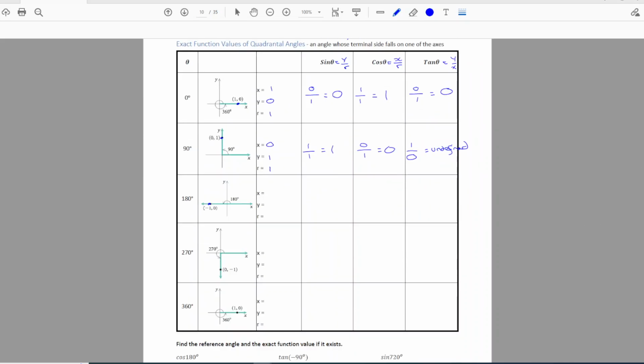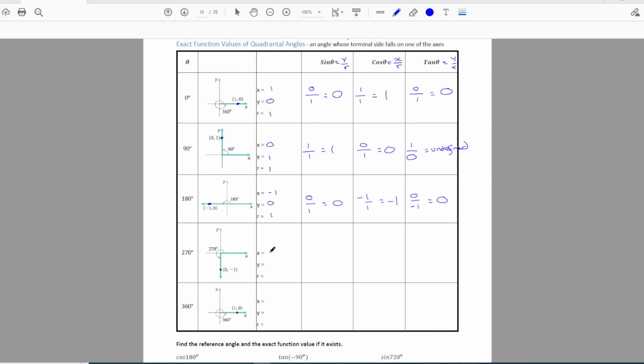So now what I'd like you to do is pause the video and then fill out these 3 columns the same way that I did these 2. And then I want to see if you could figure out a pattern. So I'll just keep filling these out. So -1, 0, 1, 0 over 1 is 0. -1 over 1 is -1, and then 0 over -1 is 0.